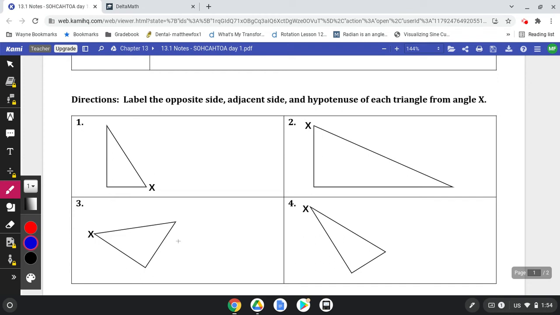So if the x is here, first I want to point out we can put our right angle in. Now, we have an opposite, adjacent, and a hypotenuse. The easiest side, in my opinion, is the hypotenuse. We hopefully remember this is the longest side. It is also the side that is opposite of the right angle. So hypotenuse has to be over here. And I will put an H.